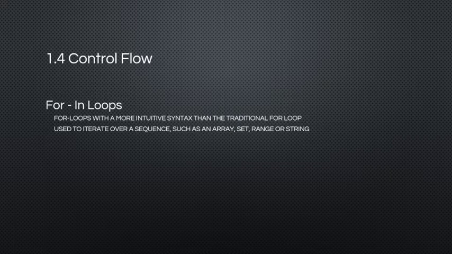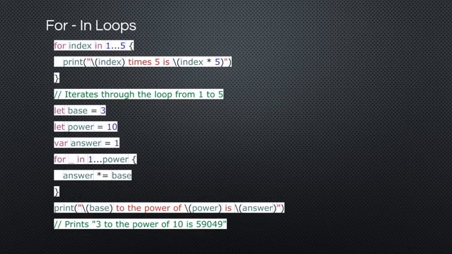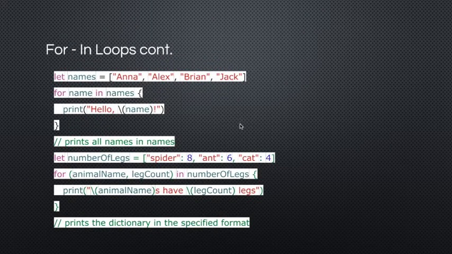In Swift, we have for in loops, which are for loops in the traditional sense, except with more intuitive syntax. In this example, you can see that it doesn't read like it does in C++. It actually reads kind of like an English sentence. You'd read it as: for every index in the range from 1 to 5, you do that. As you can see, it's pretty readable and self-explanatory.